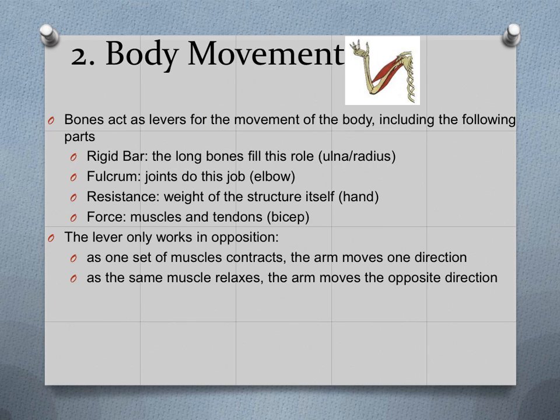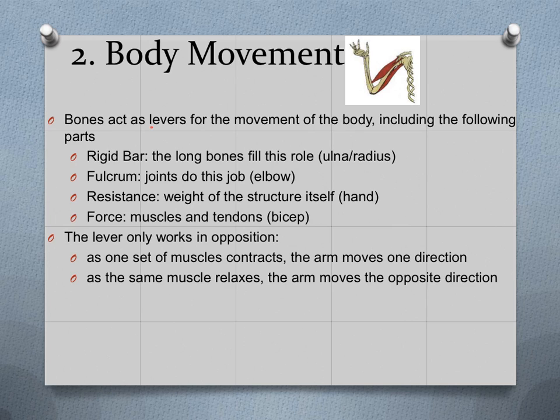A second function is to allow the body movement. If we didn't have bones attached to our muscles, the muscles wouldn't be able to move us around. So the bones act as a connection point or lever for the movement of the body and allow us to create a whole bunch of different kinds of motions and movements.